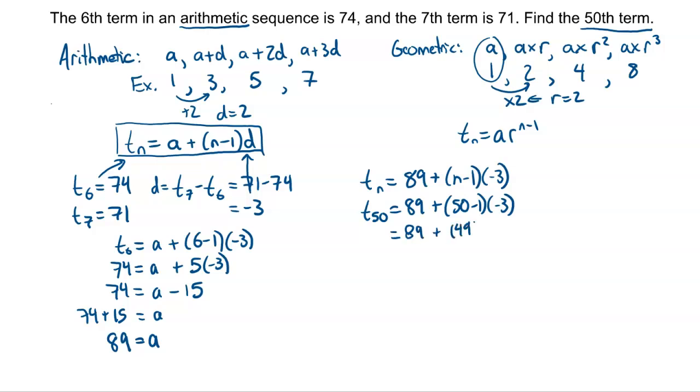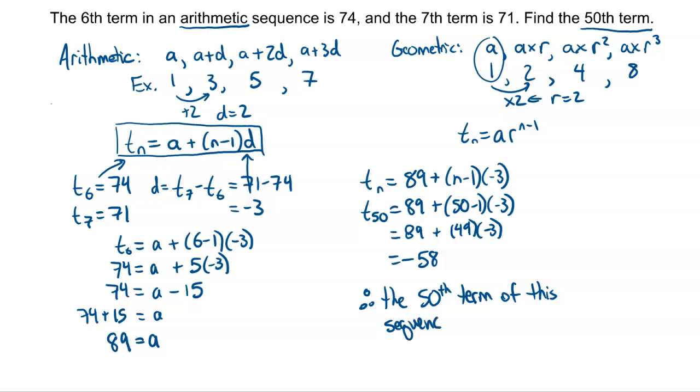And so really what we're doing is we're starting at that 89 term, and we're subtracting 3, 49 times, which should make sense because every term that we go to after the first one goes down by 3. And so we get a final answer of negative 58. So we can conclude, therefore, the 50th term of this arithmetic sequence is going to be negative 58.